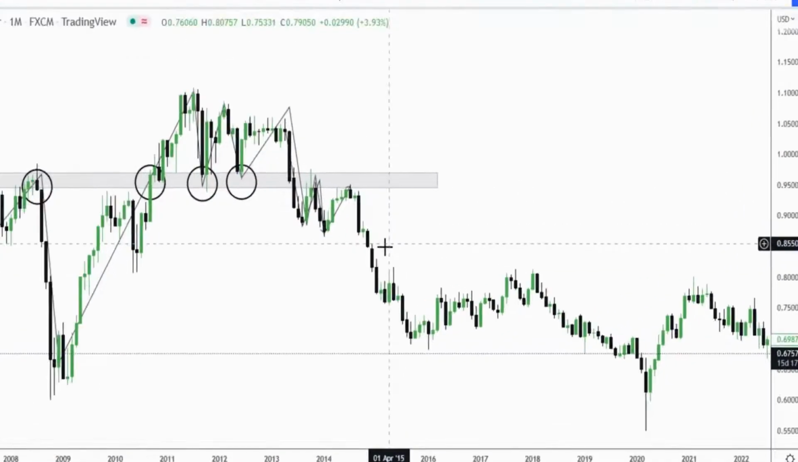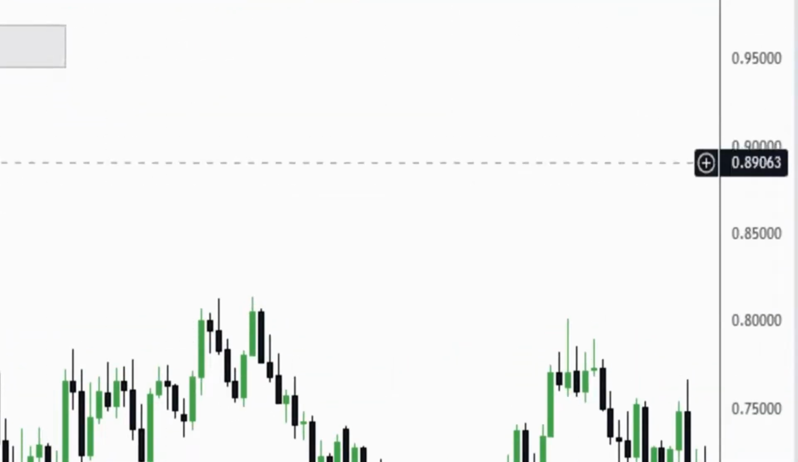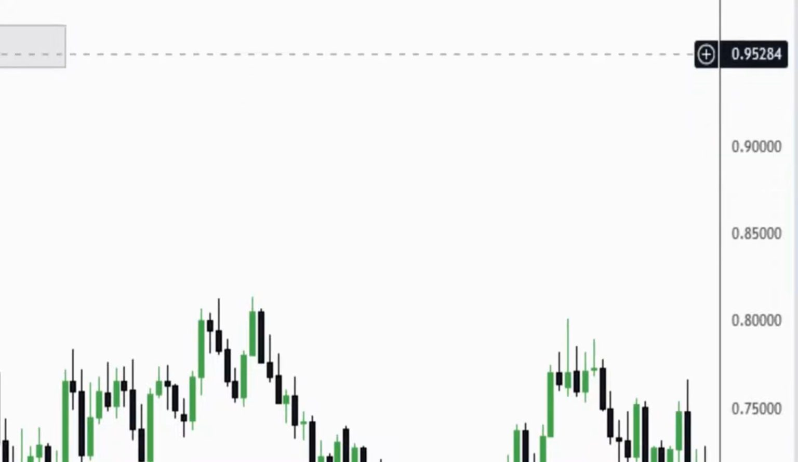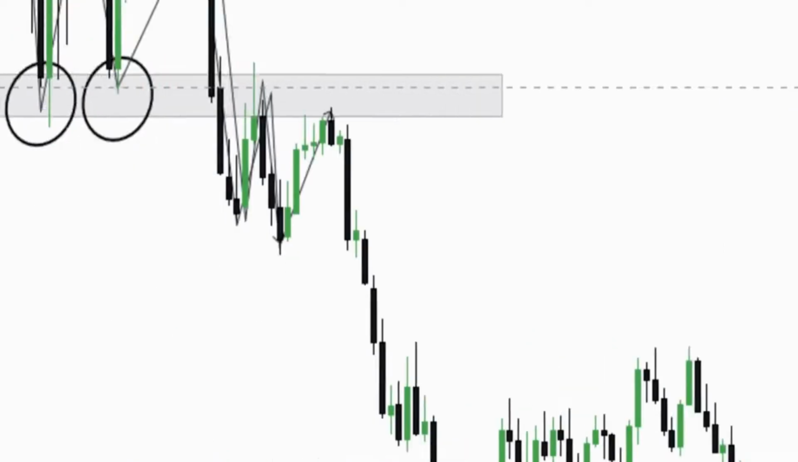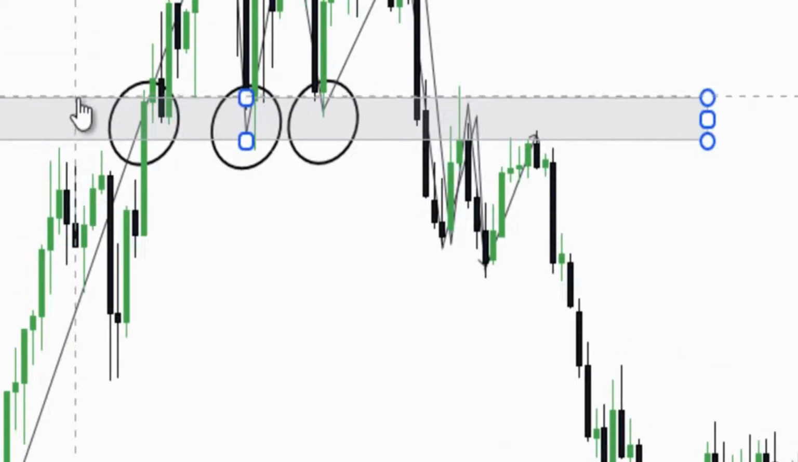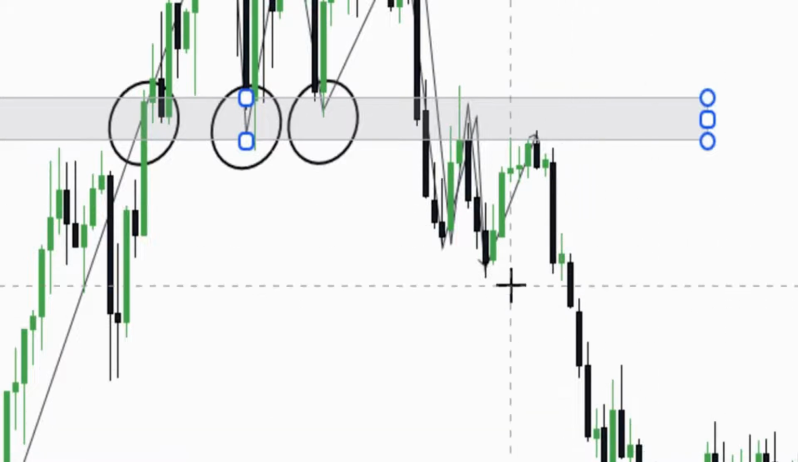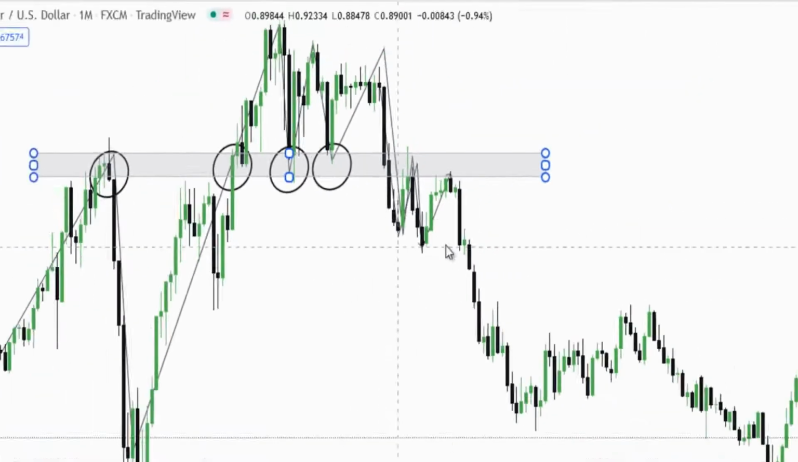So this is what we had here. Even though we had this double bottom, this double bottom here failed. We had a push to the upside, but because of this stubborn guy here, this ceiling here, it couldn't break out and came down the other way. And that is okay.